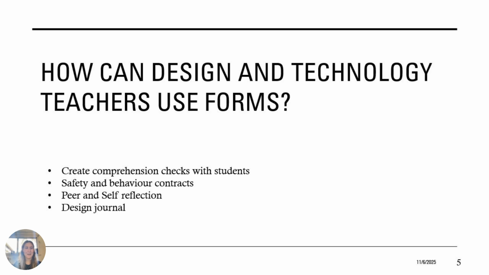because that's an important part of D&T, firstly their safety. Another way is peer and self-reflection, where they can make their own forms and fill out questions of what they're thinking. They could also make quizzes to get feedback from their friends. I think an important part of design is getting that feedback, so they can make their own forms to send to their friends. Another way would be a weekly design journal.